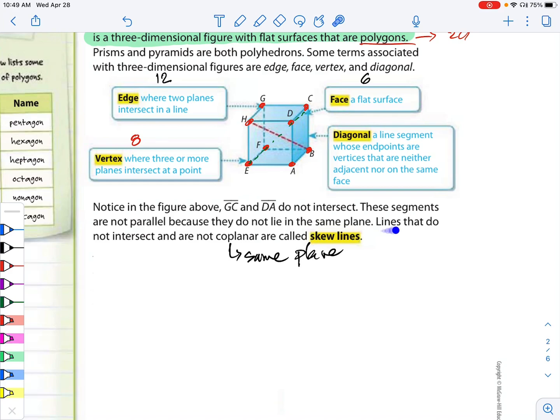If lines do not intersect and are not coplanar, we call them skew lines. So GC and DA are skew lines. Another example of skew lines, HE and GC are also skew lines. I can also look at FB and HE, which are also skew lines. They're not parallel, and they do not intersect.